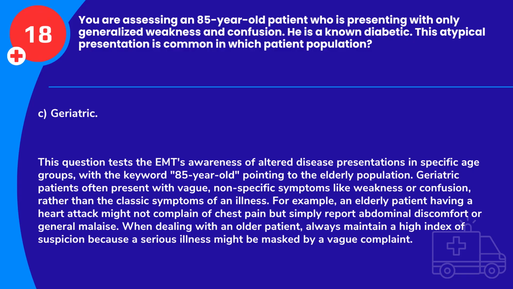Answer: C. Geriatric. This question tests the EMT's awareness of altered disease presentations in specific age groups, with the keyword 85-year-old, pointing to the elderly population. Geriatric patients often present with vague, non-specific symptoms like weakness or confusion, rather than the classic symptoms of an illness. For example, an elderly patient having a heart attack might not complain of chest pain but simply report abdominal discomfort or general malaise. When dealing with an older patient, always maintain a high index of suspicion because a serious illness might be masked by a vague complaint.